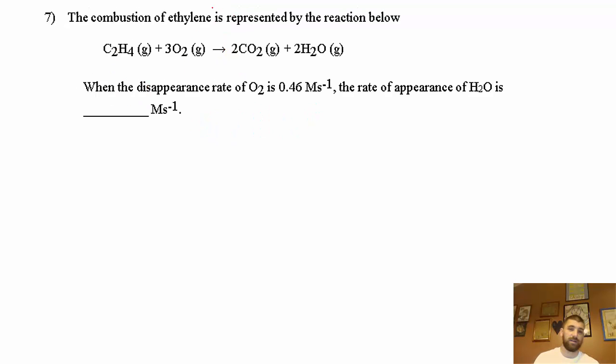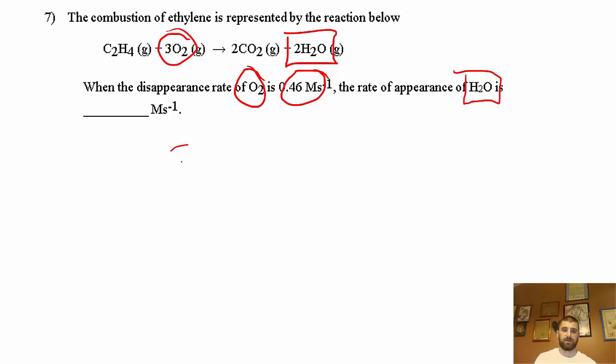Combustion of ethylene is represented by the reaction below. When the disappearance rate of O2 is 0.46 molar per second, the rate of appearance of H2O is blank. All right, so I'm going to have to take a look at the coefficients. So it's a 3 to 2 ratio between O2 and H2O. And this 0.46 is of O2, so I got to put it on the O2 side.